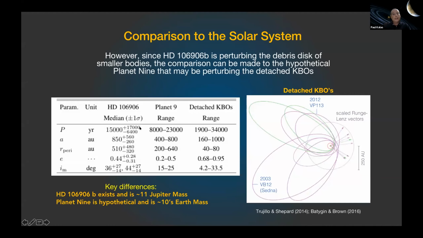And so indeed, if you compare our orbital elements to that of Planet 9 and even the detached Kuiper belt objects, they're rather similar. The big difference is 106906b is known to exist and is an 11 Jupiter mass planet, whereas Planet 9 is hypothetical and a much lower mass object. Okay, I think I'm out of time.